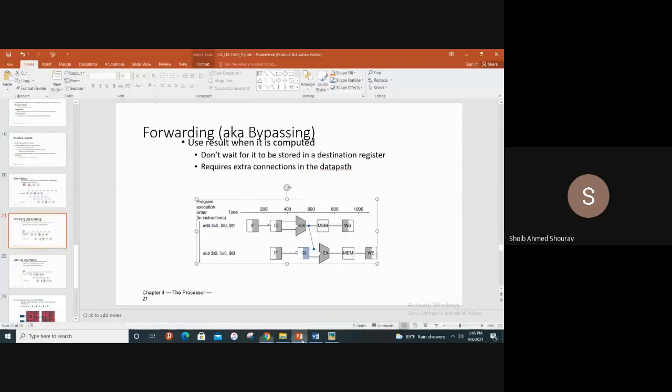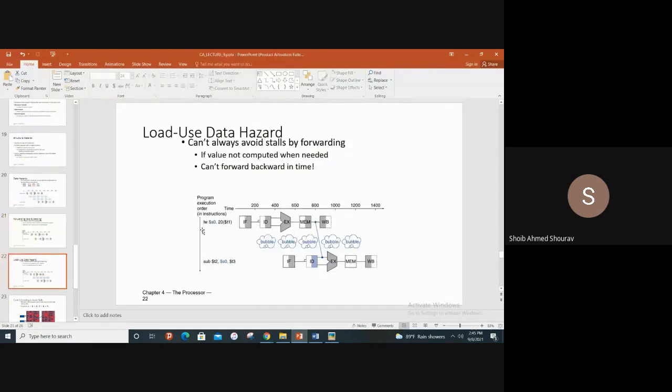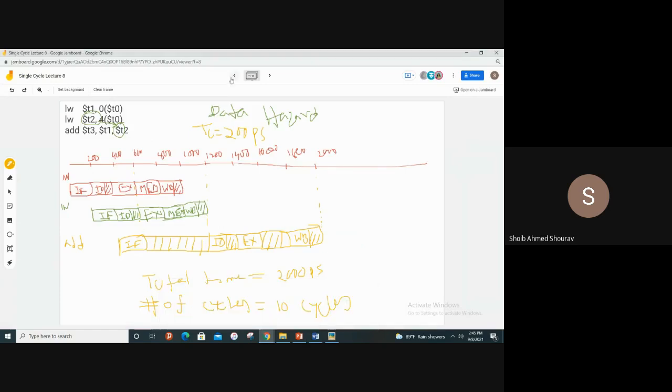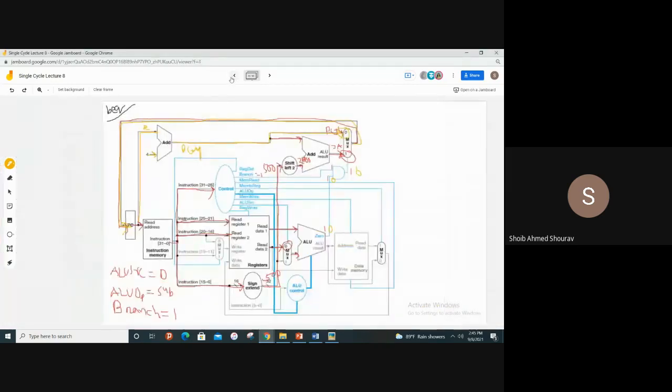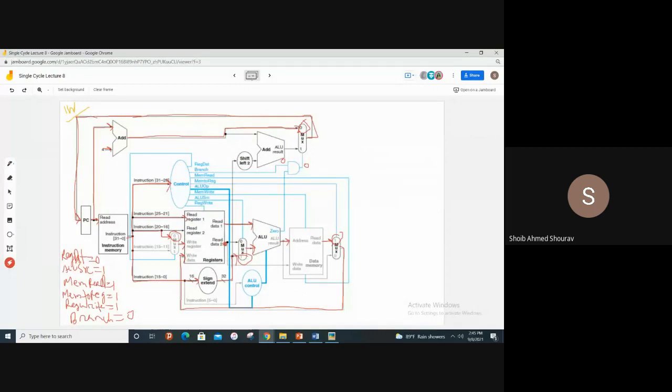We understand the forwarding as well. And remember, in the load word instruction, the destination register's value is actually prepared in the memory part. So we have to forward from memory for the load instruction. Let me show you that in the single cycle data path as well. For the load instruction, whatever we want to write in the destination register, that result comes from this read data memory section, right? Not from execution.